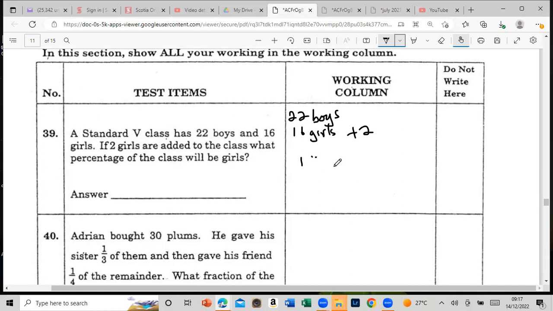So we have 18 girls now. They want to find out what percentage are girls. So what's the total? It would be 18 plus 22, which is 40. So that's 18 out of 40 that are the girls. And then we times it by 100 and get our percentage. We can clearly see that it doesn't reach 50%. So if I work it out, it looks spooky, because it doesn't reach 50%. So let's go.